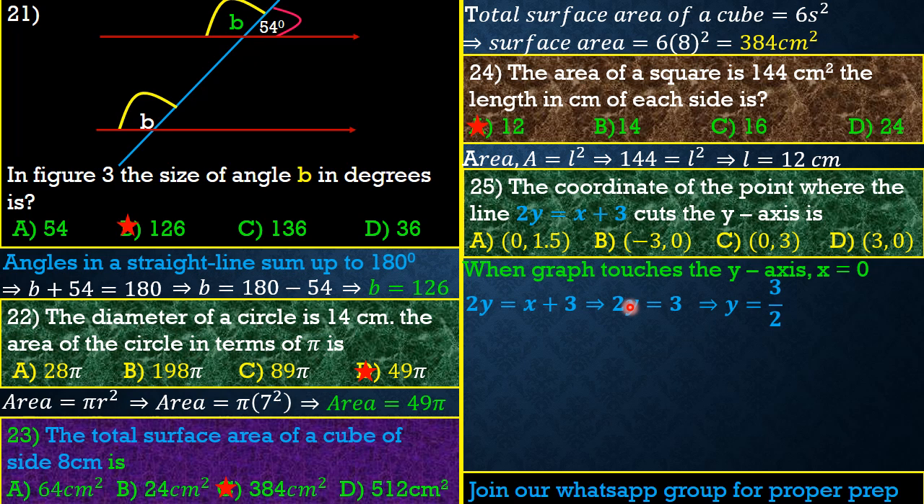So we're going to have the coordinates being equal to 0, 1.5. So option A is the best option for this question.